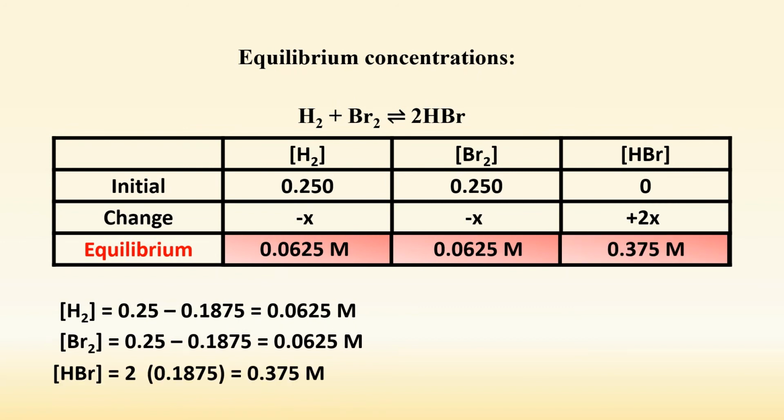And the concentration of HBr, which is equal to 2x, is calculated as follows. 2 times 0.1875 is equal to 0.375 molar. So the equilibrium concentration of H2 and Br2 are both 0.0625, and the concentration of HBr at equilibrium is 0.375 molar.